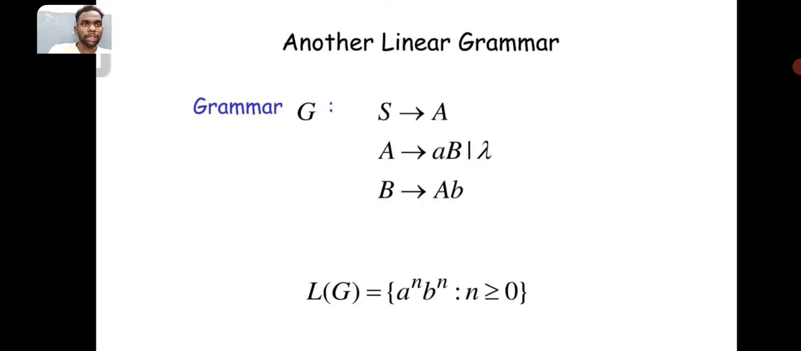Another linear grammar. A grammar G is said to be another linear grammar when S implies A, A implies a B or lambda, B implies B b. Such a grammar generates a power n, b power n, where n is greater than or equal to 0.